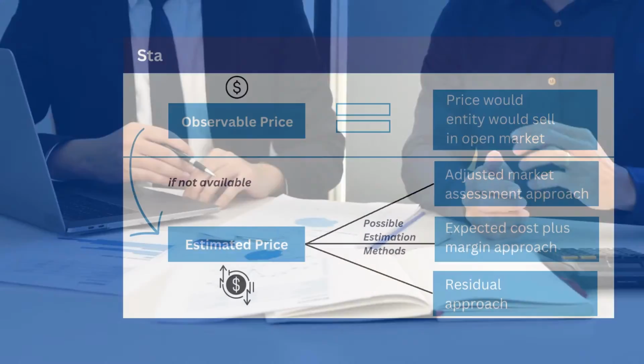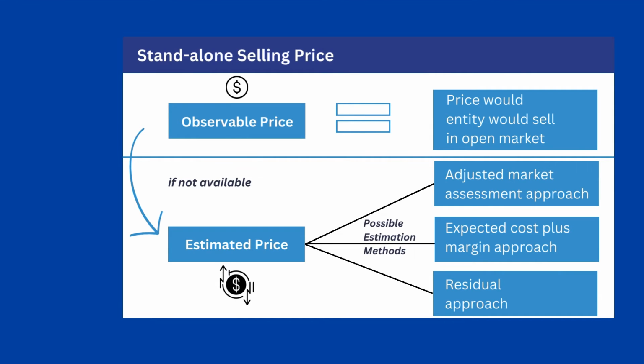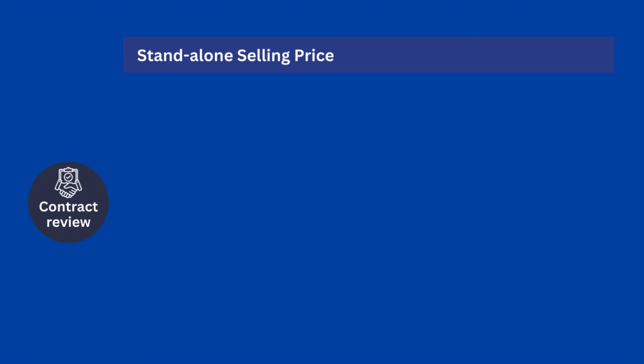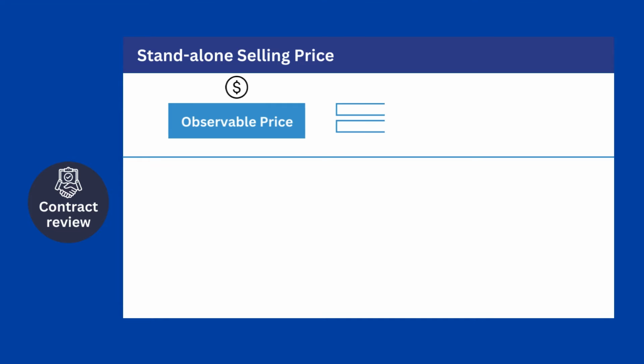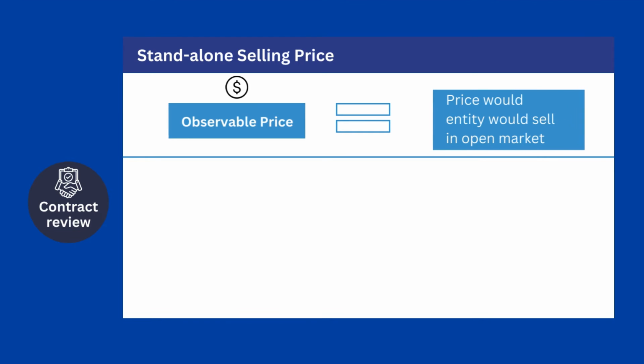I like this graphic because it gives you a good guideline when you're reviewing your contracts. So the first one is, if you have an observable price, that's the best evidence. Nobody will challenge if the observable price is in front of you, which is the price at which the entity would sell in an open market, third-party arm's length. However, if that's not available, there are 3 different approaches.